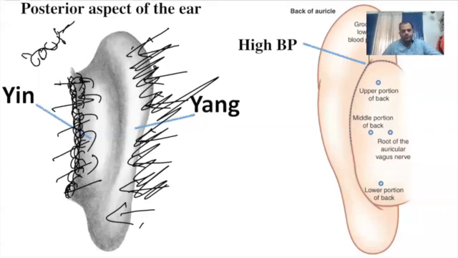Otherwise, means we are becoming panic and we are thinking for the hospitalization. That is coming under the yang.